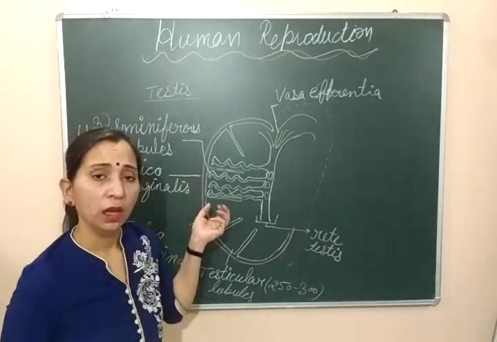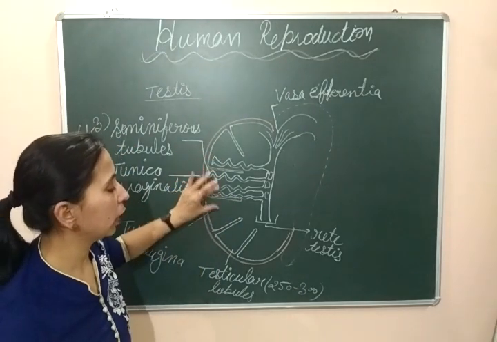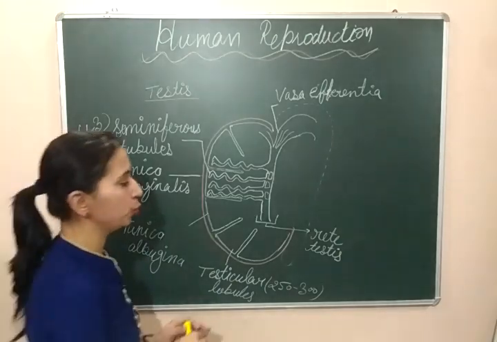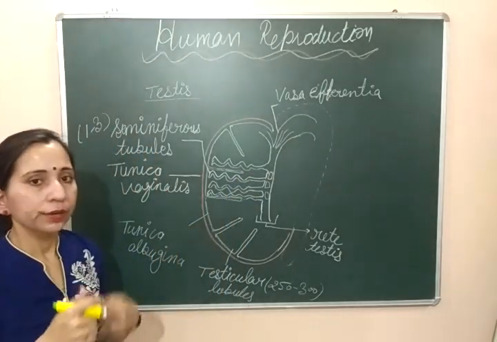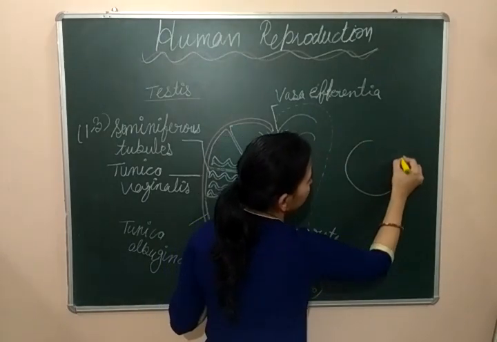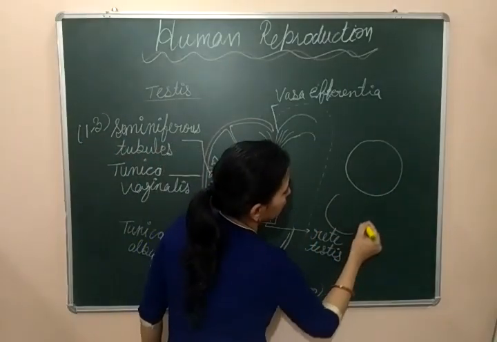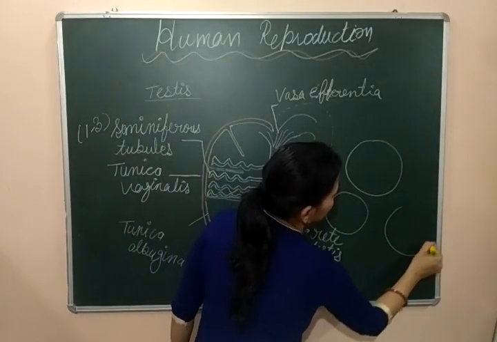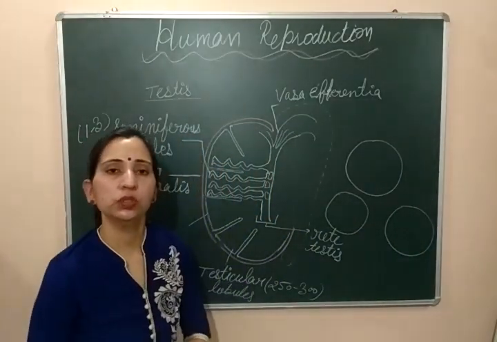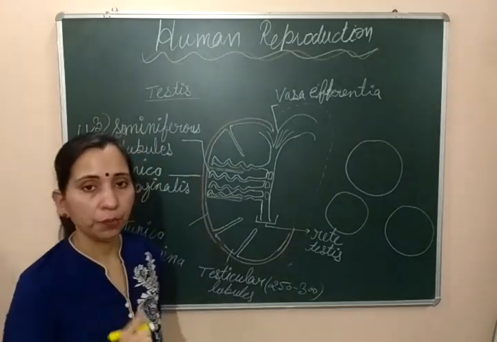And now let's see what is present inside these seminiferous tubules. These tubules that are forming here, let's see what is present inside them. If we take a TS or transverse section of these seminiferous tubules, we find this kind of structure. This is one seminiferous tubule. This is the TS of seminiferous tubules. These seminiferous tubules are lined by an epithelial structure, that is germinal epithelium.